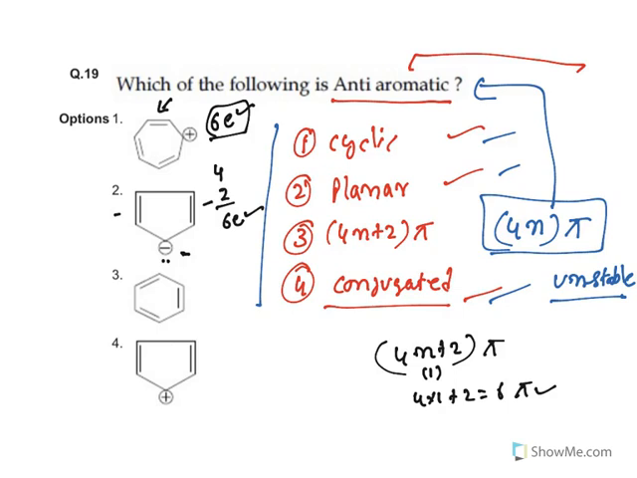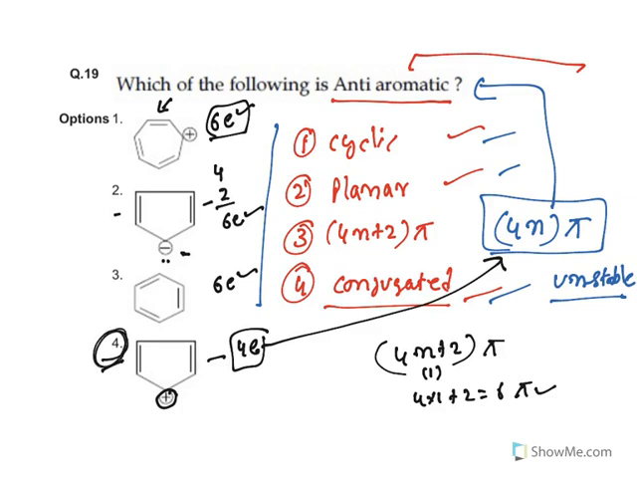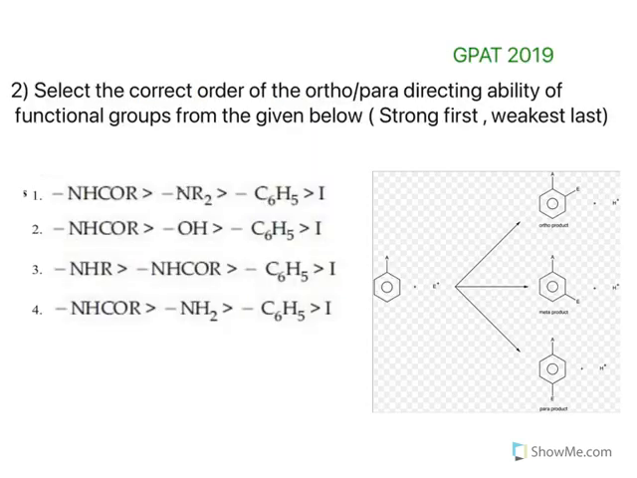Benzene, 3 pi bonds, that means 6 electrons. Look at this. 1, 2, here it is a positive charge, so only 4 electrons. So what did I say? For anti-aromatic, only 4n pi electrons are there. So the option is this one. This is anti-aromatic. Again, aromaticity is being tested like this.